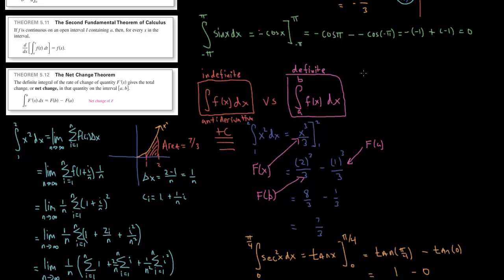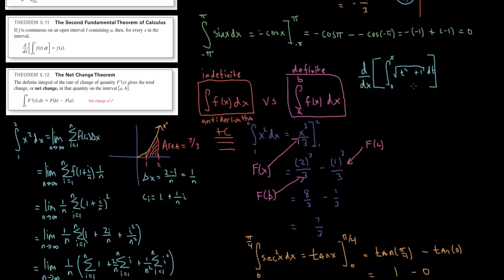Let us look at evaluating the derivative with respect to x of the antiderivative, the integral from 0 to x of the square root of t squared plus 1 dt.